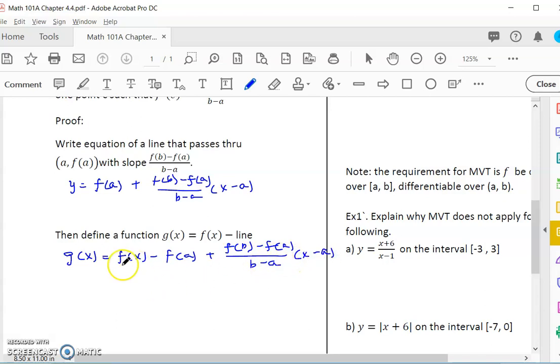You plug in x, it will get you something. But this function is very strange. If you plug in A, what happened? Plug in A, all this set goes away. So you have f of A minus f of A. Oh, it's equal to 0.